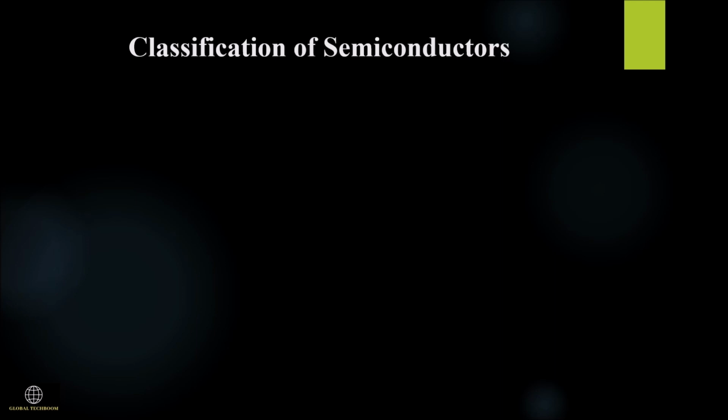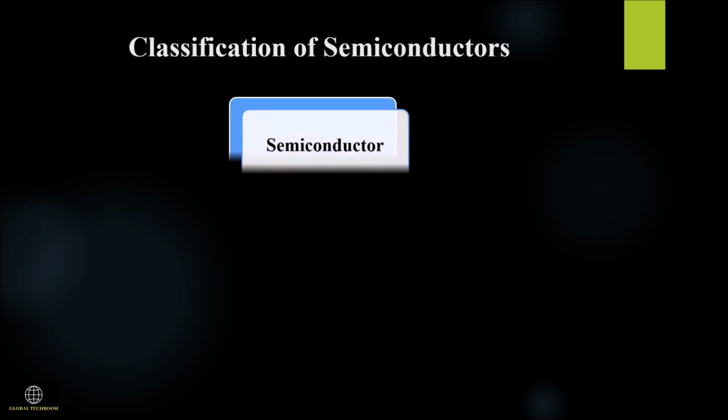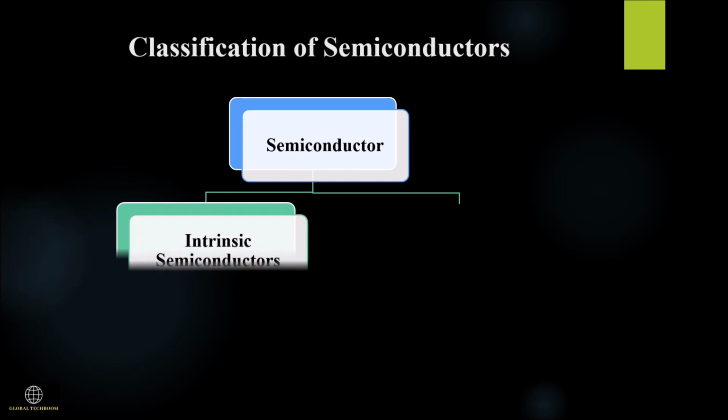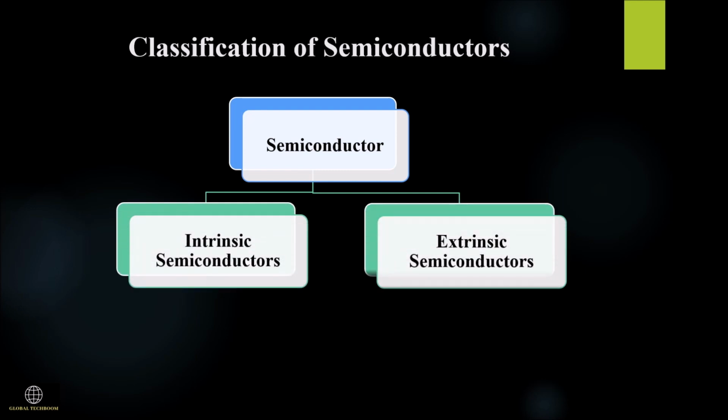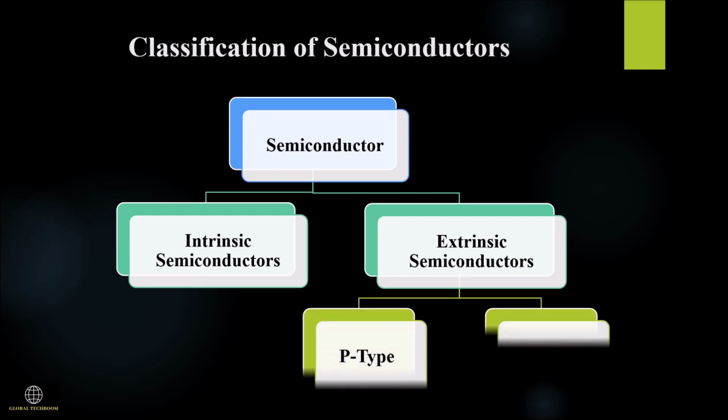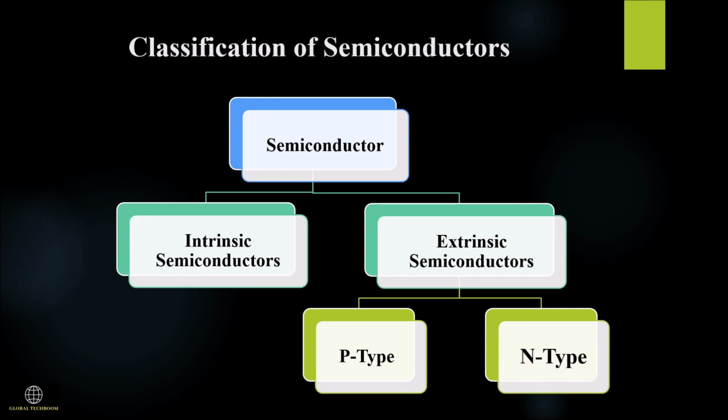Classification of semiconductors. The semiconductors are classified mainly into two: intrinsic semiconductors and extrinsic semiconductors. The extrinsic semiconductors are further divided into p-type and n-type depending on the type of impurity added to it.